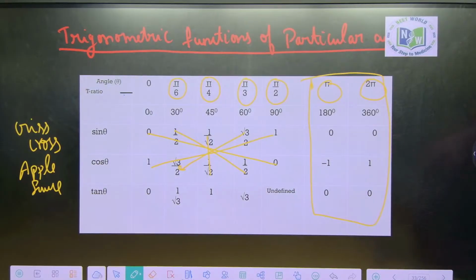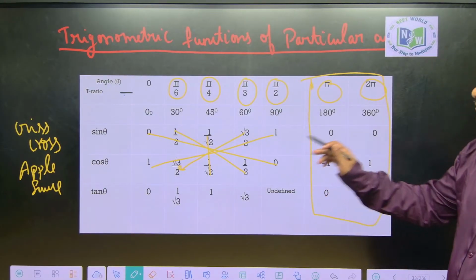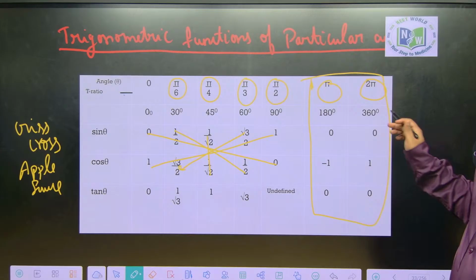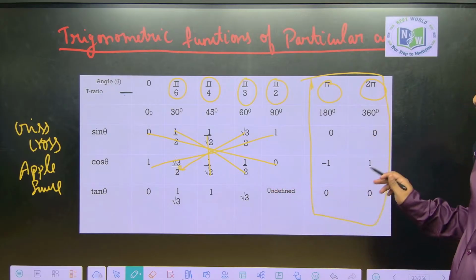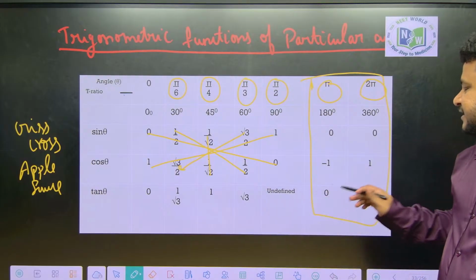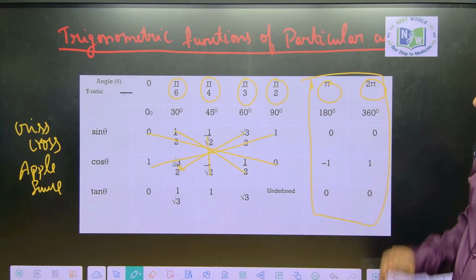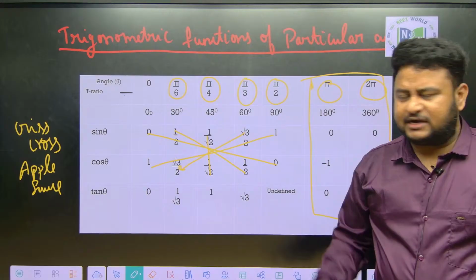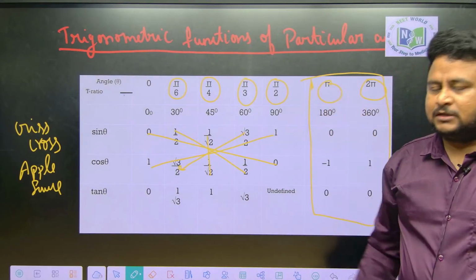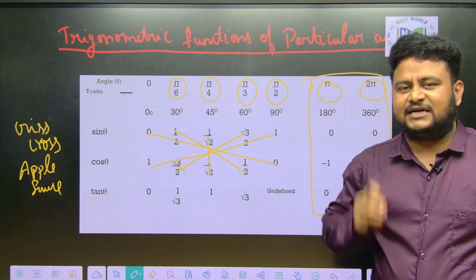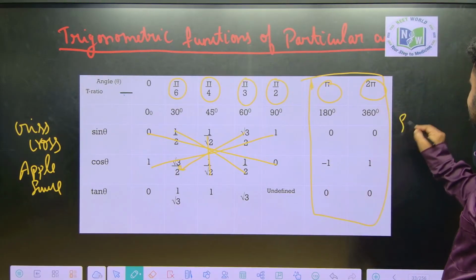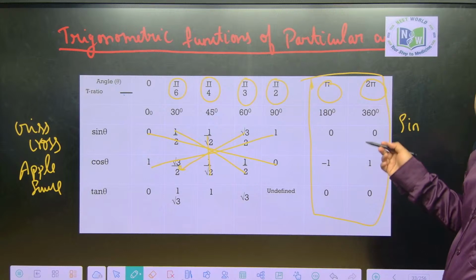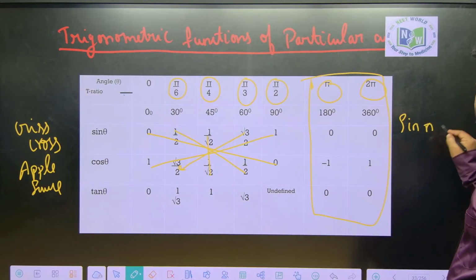Now we are learning about the values of sin 180 degree, sin 360 degree, cos 180 degree, cos 360 degree, tan 180 degree, and tan 360 degree. Sin 180 degree. 180 degree means what, friends? Here it is given as pi. So sin of 180 degree is always 0. Sin of pi is 0.